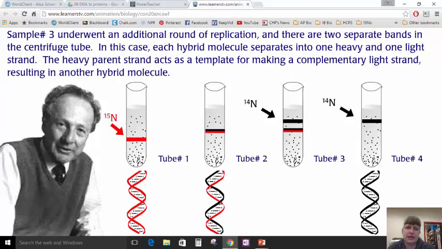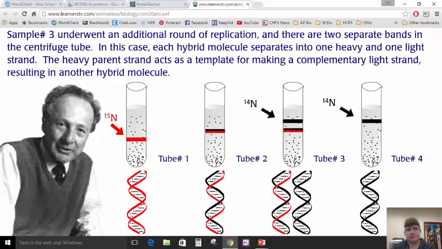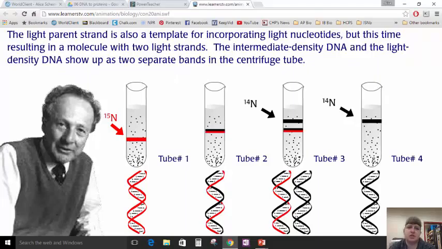And then sample 3 is where the DNA went through a second round of replication. So we have 2 separate bands, and in this case, each hybrid molecule separates into one heavy and one light strand, and the heavy parent acts as a template for making the complementary light strand, resulting in another hybrid. And the light parent strand is also a template for incorporating light nucleotides. But this time, the resulting molecule is 2 light strands. So you're going to have that intermediate density DNA and the light density DNA showing up as 2 separate bands.